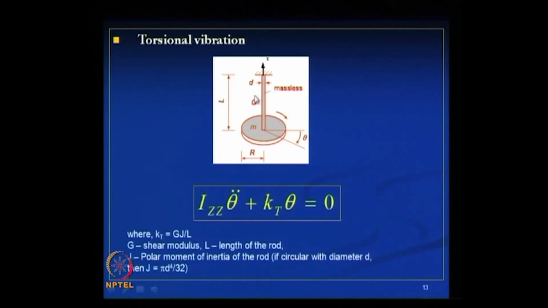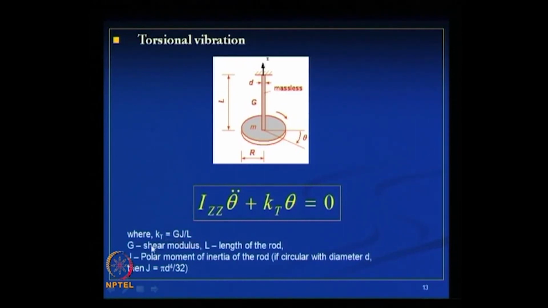In this type of rotational vibration or torsional vibration, for a small rotation of theta, the equation of motion we have seen earlier also, it can be expressed as I z z theta double dot plus k t theta equals to 0, where I z z is moment of inertia about this z axis for the disc. And how to compute the kT, that I have not mentioned earlier. This kT can be computed as G j by L. So, expression for kT is G j by L.